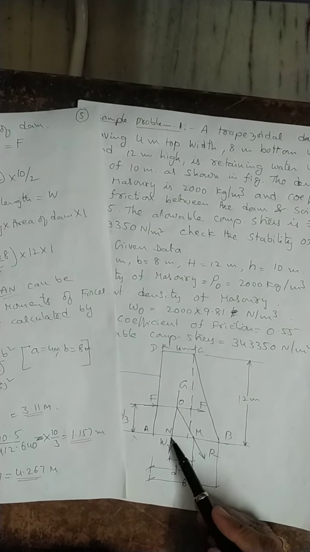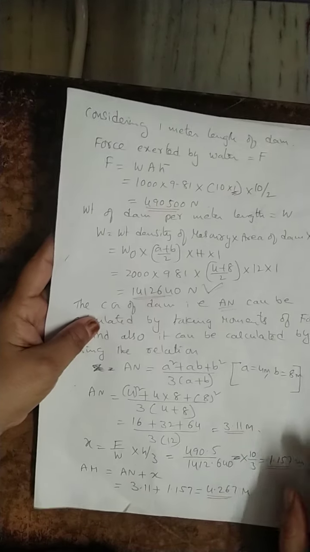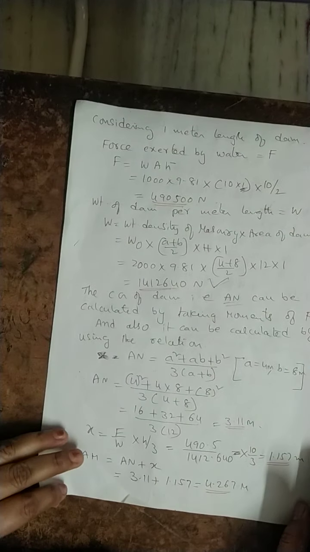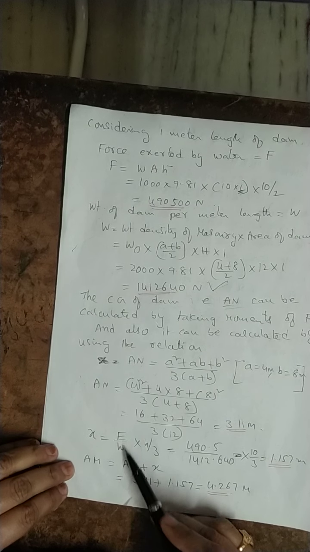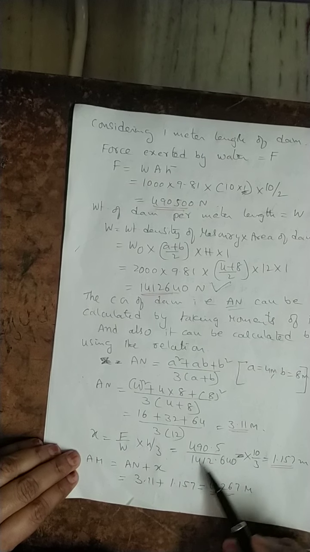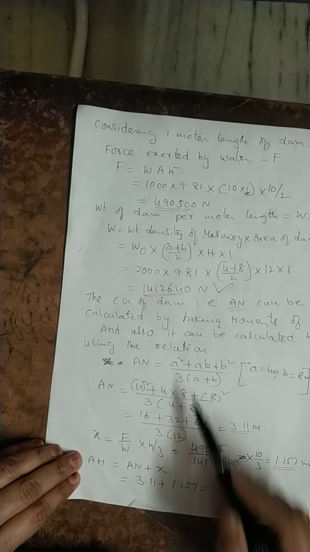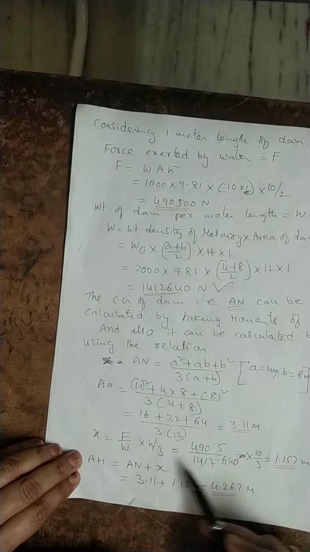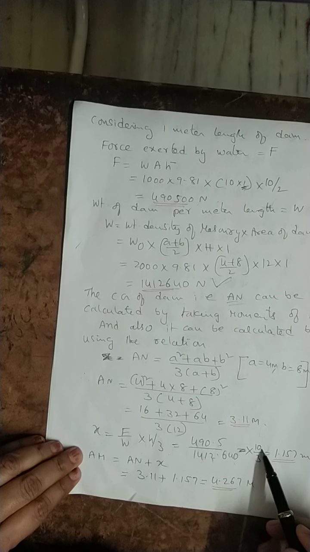And X is the distance between N and M. We already know a relation: X is equal to F by W into H by 3. F is this value, and W we have calculated in the previous steps, and H is the height of the water, so H by 3 is 10 by 3.